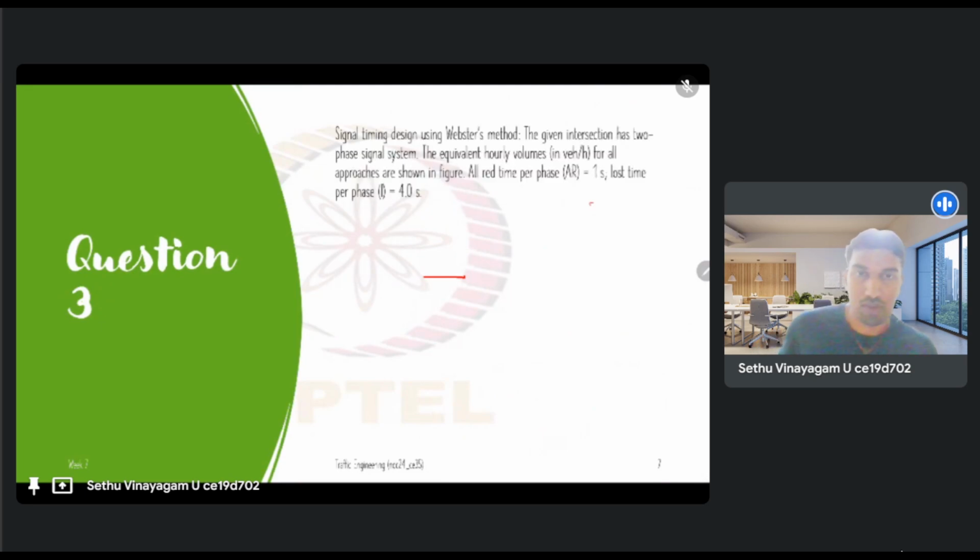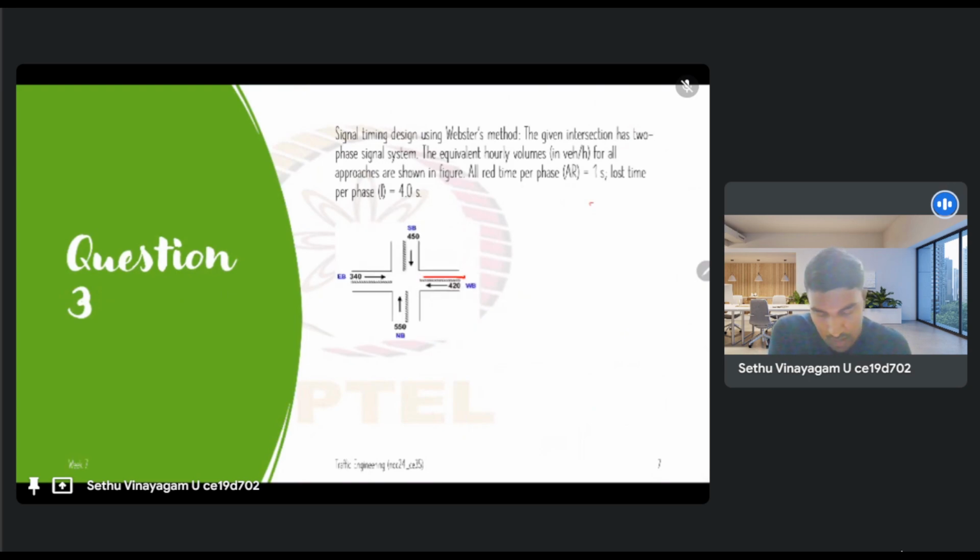So moving on to question number 3. Here we are looking at signal timing design using Webster's method. The given intersection has a two-phase signal system, and the equivalent hourly volumes in vehicles per hour for all the approaches are shown in the figure. So here is the figure. All red time per phase AR is 1 second and loss time per phase is 4 seconds.